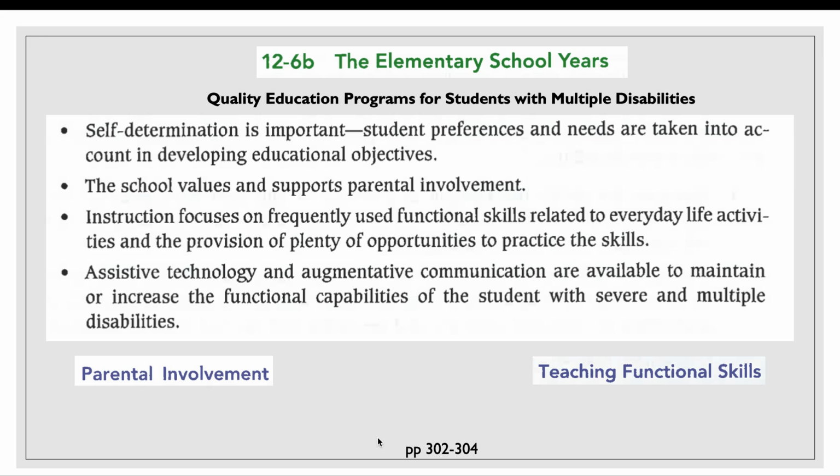The elementary school years, they too must have quality education, and there are such programs for these students with multiple disabilities in the elementary grade levels. Self determination is very important for these students. These students have preferences and they have needs, and they need to be taken into account when you're developing their educational objectives.